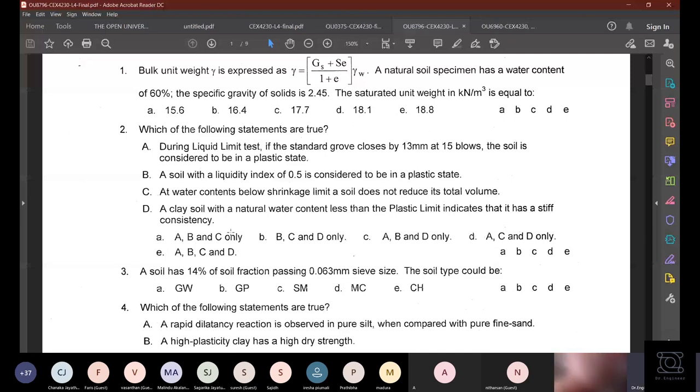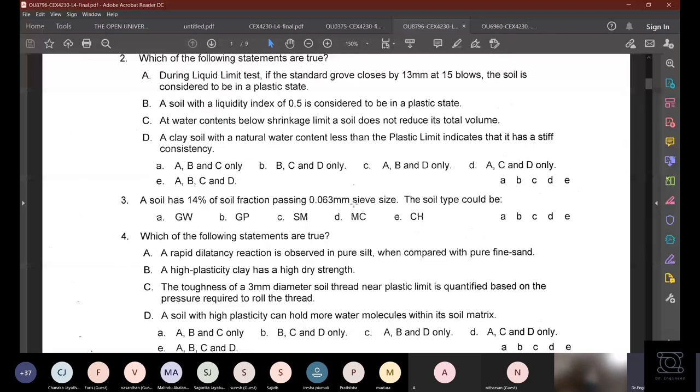Right. So the next thing, question number three. A soil has 14% of soil fraction passing through 0.063 millimeter sieve. The soil type could be, right? They're asking what could be the soil type. So if it should be well-graded, the soil fine percentage should be less than 5%. So in that case, A is not a possible answer, so you can omit A.